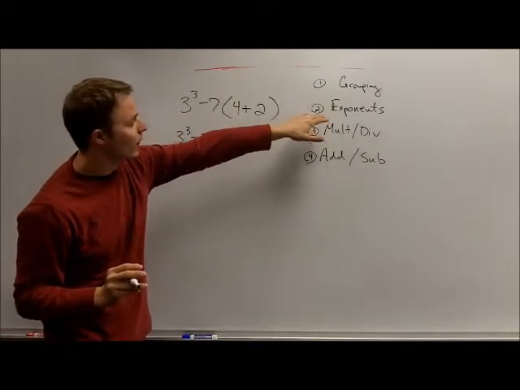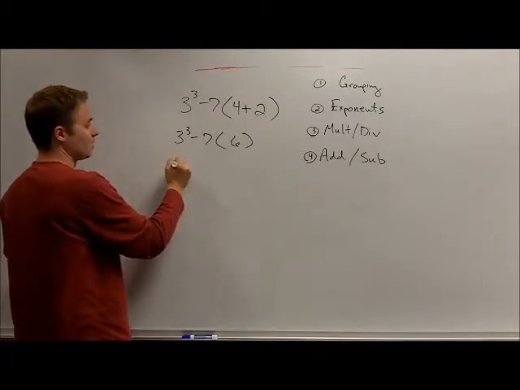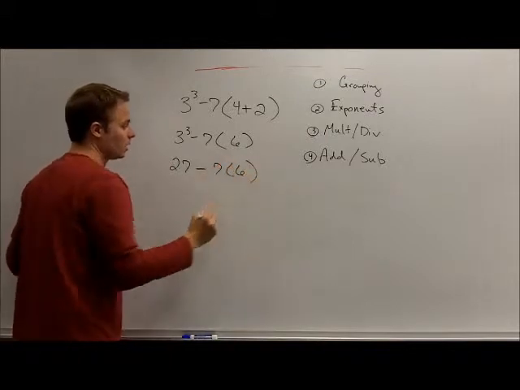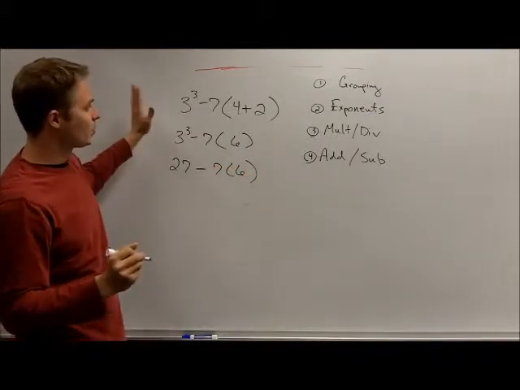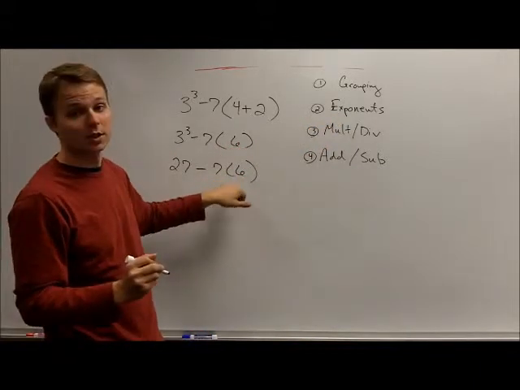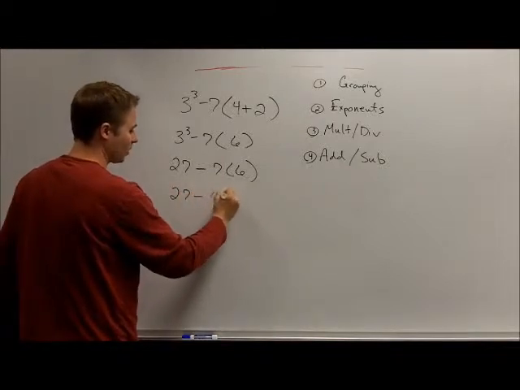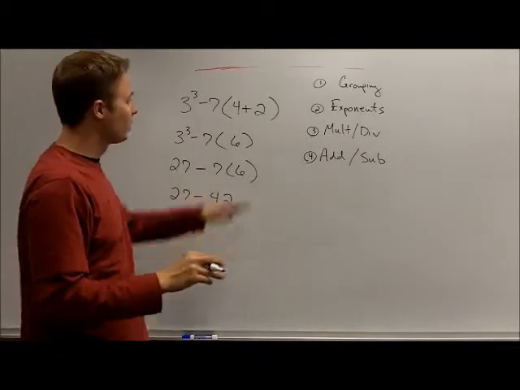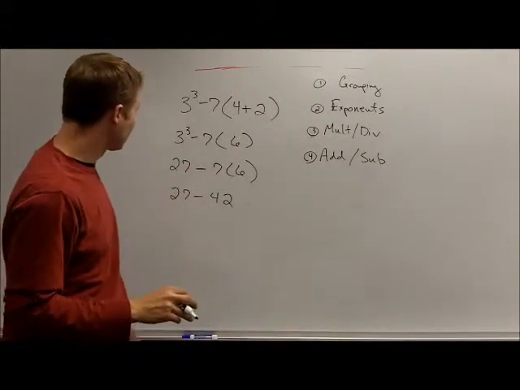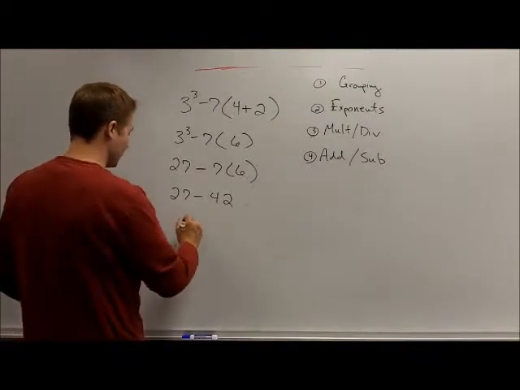Now I'm going to look for exponents. I do have a 3 cubed, so we'll take care of this. This is 27. Okay, so we have all of our exponents gone. Let's take care of any multiplication and division. We do have a multiplication, 7 times 6, which is 42. And now finally, everything is gone from steps 1, 2, and 3. We'll do our addition and subtraction last. So we'll get 27 minus 42, so this will be a negative 15.